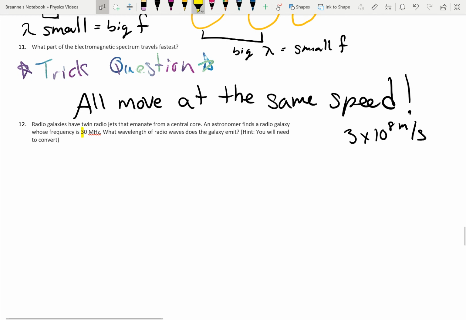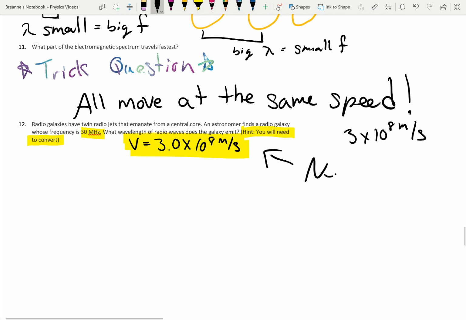So we're given 30 megahertz. And don't forget the hint, you will need to convert. Don't forget the constant, your velocity, because it is a radio wave, so it is a light wave. So your velocity is 3 times 10 to the 8 meters per second. It's an constant that you need to know. Please know this.